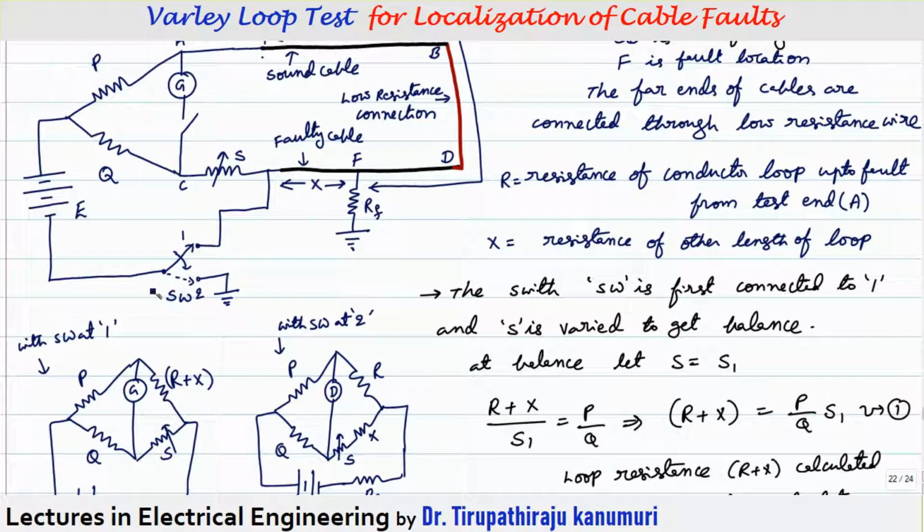When we are connecting to position number 1, you can see here the bridge circuit involves voltage source E. That E passes through this terminal 1 and is connected to this junction point. So this is my point, and it is connected to this point.